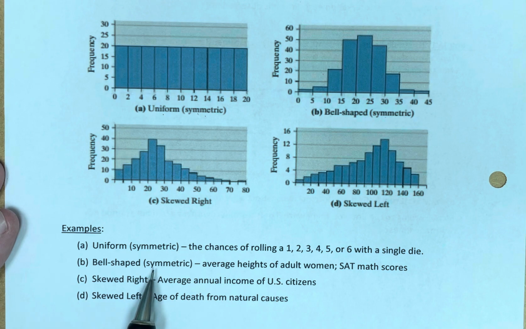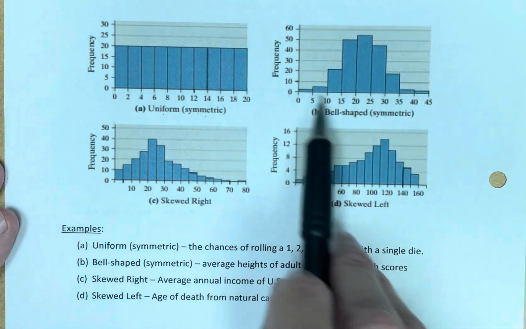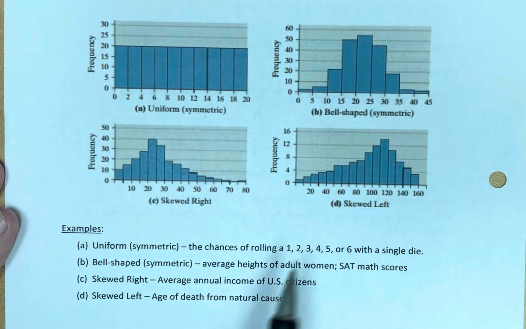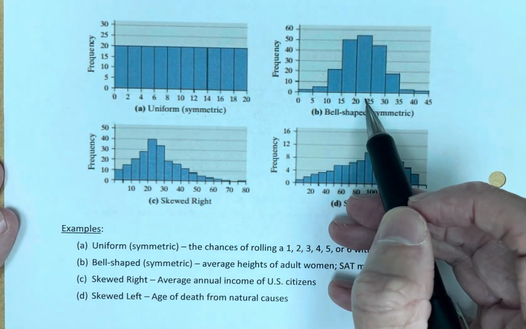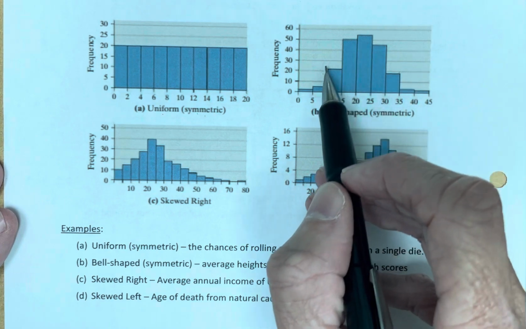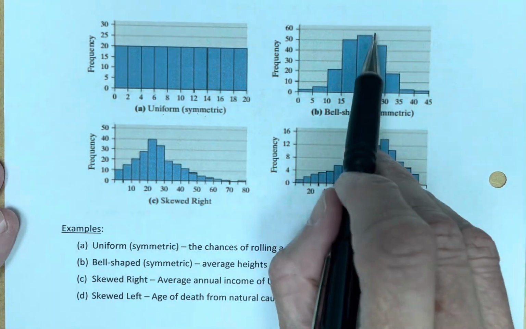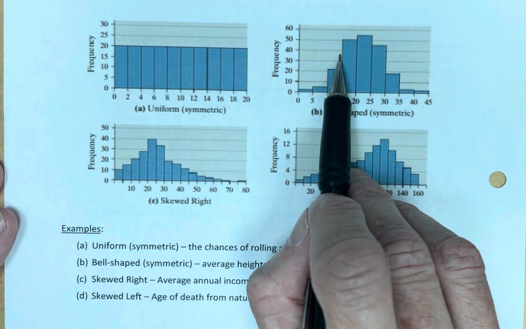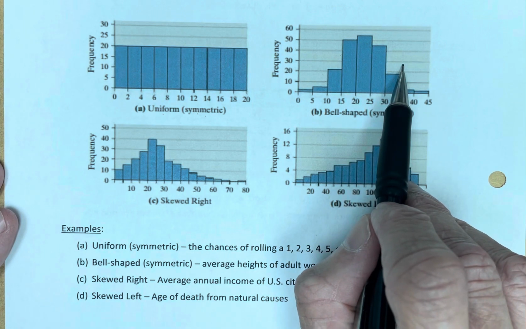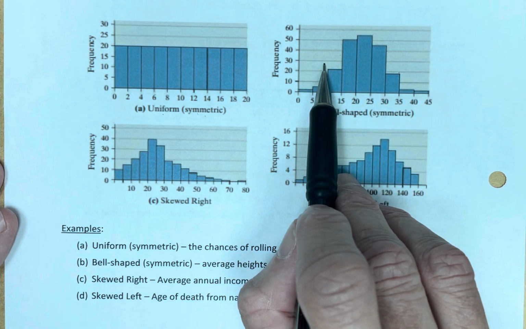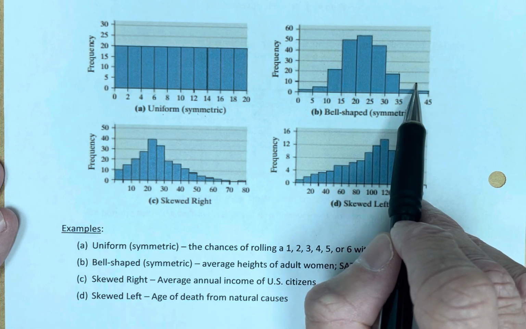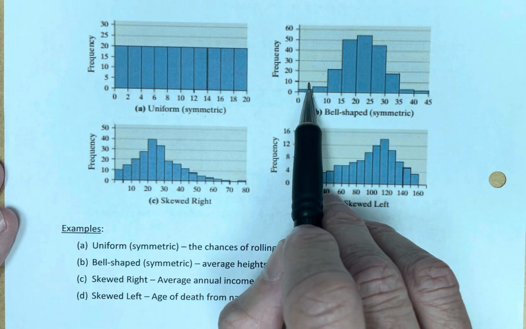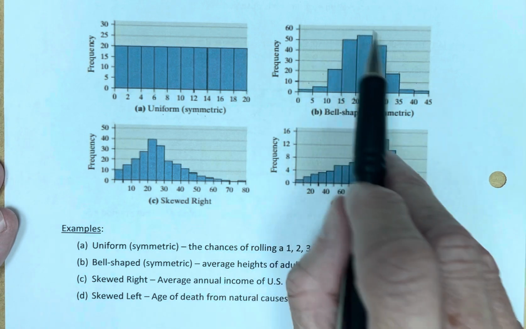Bell shapes are very popular. That's going to be kind of like a normal distribution. We're going to talk about normal distributions, and they're often bell-shaped. The average heights of adult women, for example. You have an average where most women fall, and then off to the left and off to the right, it's similar. You've got some that are a little taller than average, some a little shorter than average. You have fewer that are more taller than average, fewer that are less tall than average, and then fewer still that are much taller than average, and fewer still that are much shorter than average. So you get a bell-shaped curve.